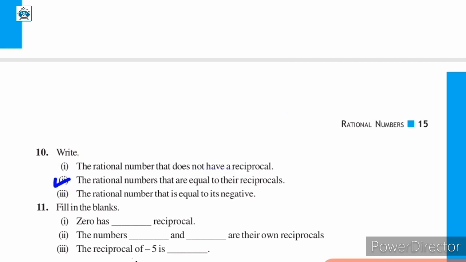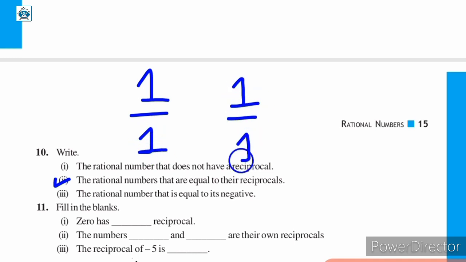In the second part, we are asked the rational numbers that are equal to their reciprocals. Consider the rational number 1. This can be written as 1 upon 1, and the reciprocal will also be equal to 1 upon 1. Then we can say that the reciprocal of the rational number 1 is equal to it.